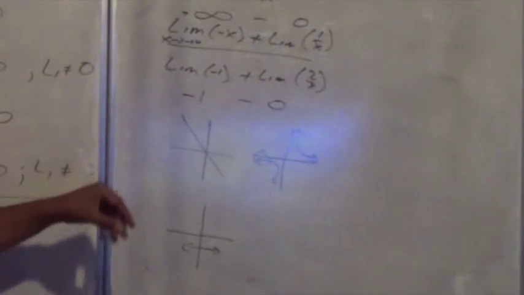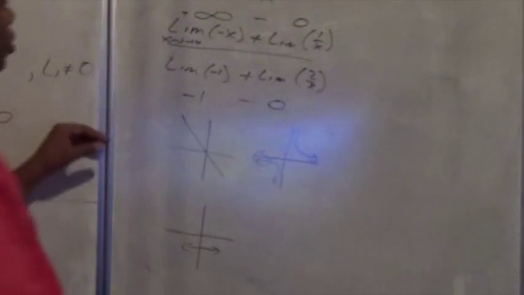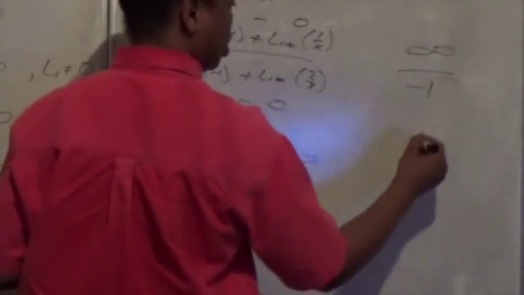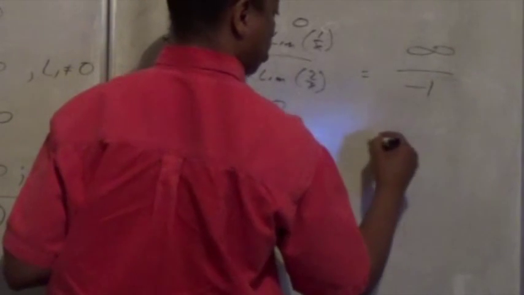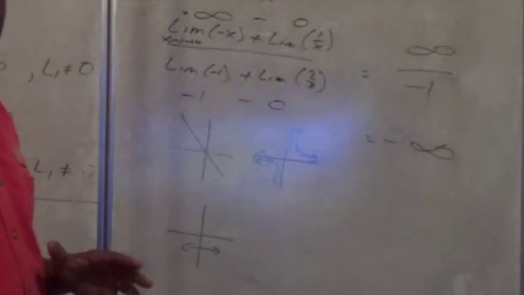Okay, let's put all this together. I got positive infinity divided by a negative 1, which ends up being negative infinity. So it's unbounded, but going down.